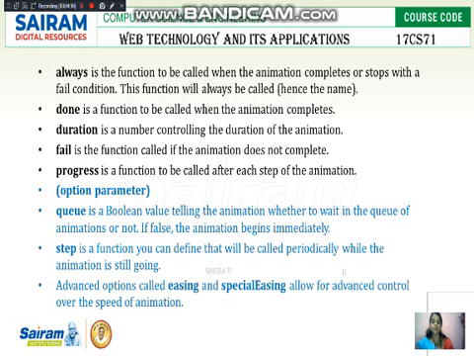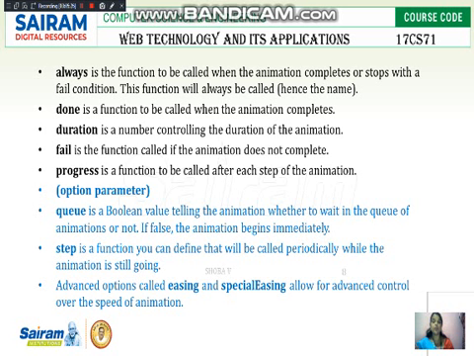The options we have are always, done, duration, fail, and progress. These are the mandatory fields which we used in this raw animation. Always is the function to be called when the animation completes or stops with a fail condition. So this function is always called, and done is a function to be called when the animation completes.